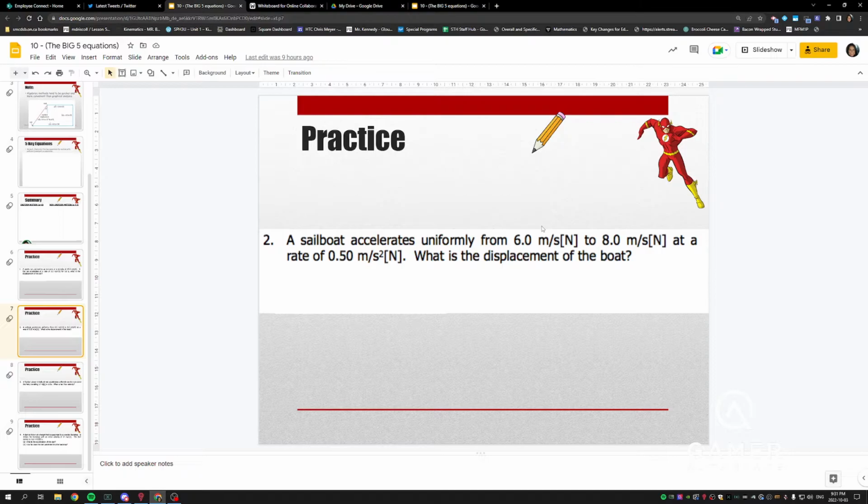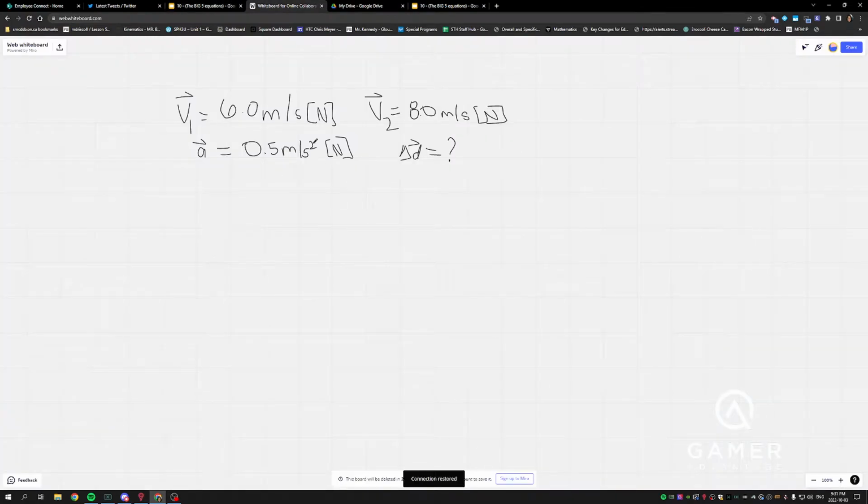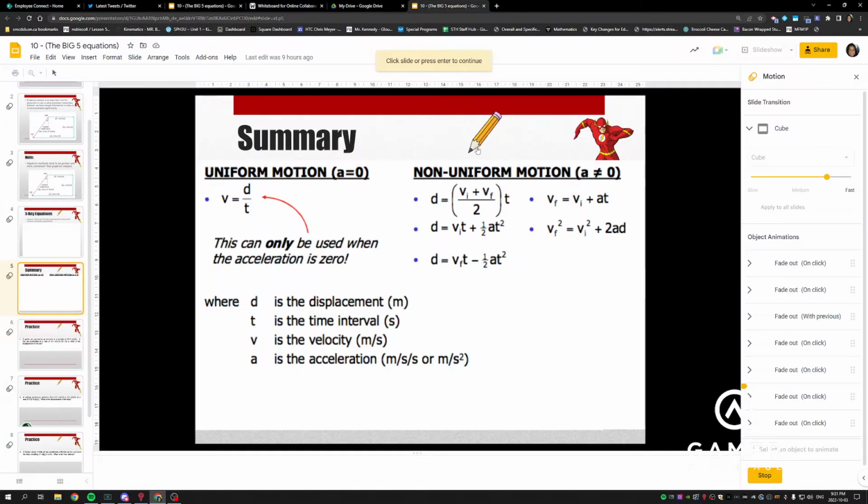So to do this, I'm going to set up my equation on my whiteboard. I already wrote some things ahead of time because it takes me a long time to write. And I'm saying that my initial velocity, my V1, is 6 meters per second. My V2 is 8 meters per second. And my acceleration is 0.5 meters per second squared. And I want to know what my displacement is. So I'm going to look at all of my equations here, and I need to pick equations that have those variables inside of them. So I need something that has a displacement, a V1, a V2, and an acceleration.